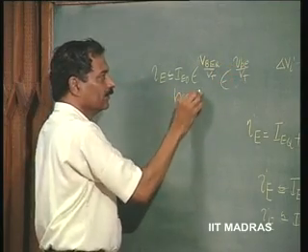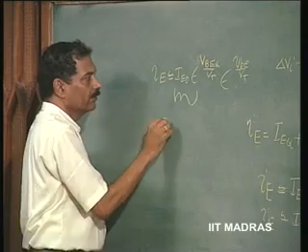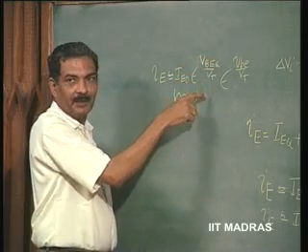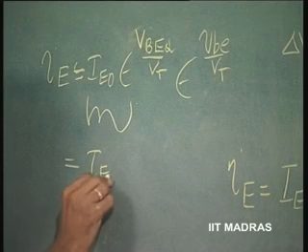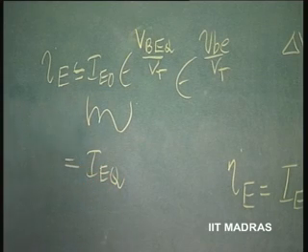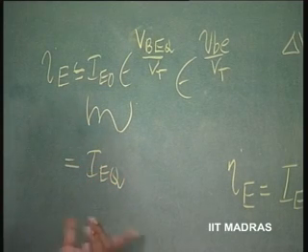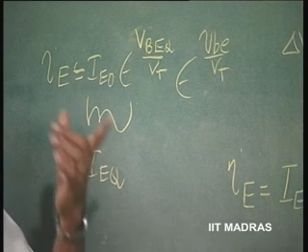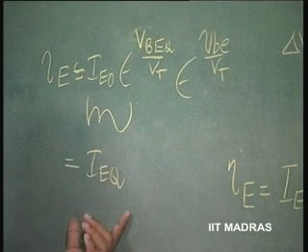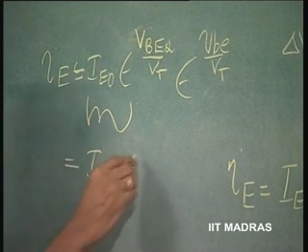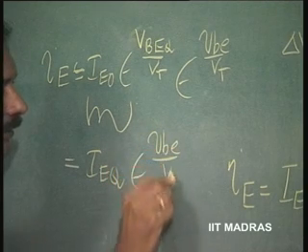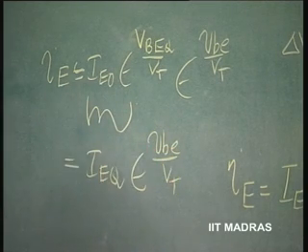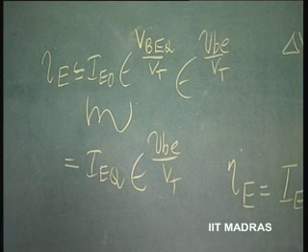This part is nothing but IE naught exponent VBEQ by VT, by definition it is IEQ. This IEQ is already fixed by us, the operating current, into exponent VBE by VT. VBE is the input voltage Vi.